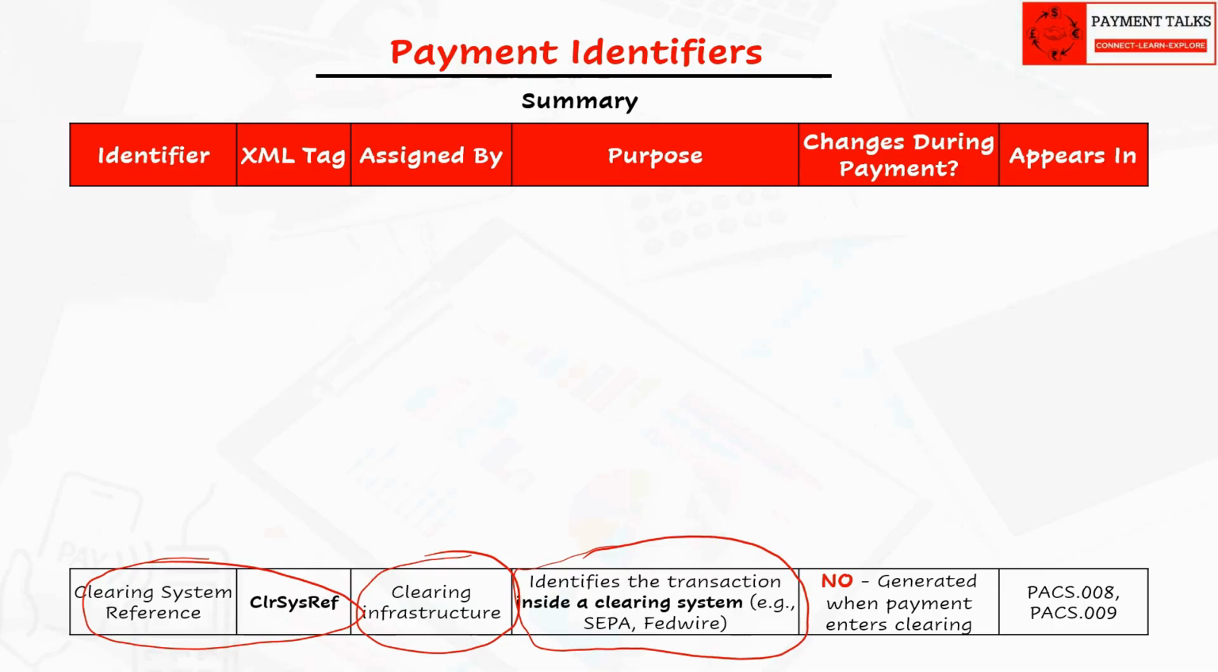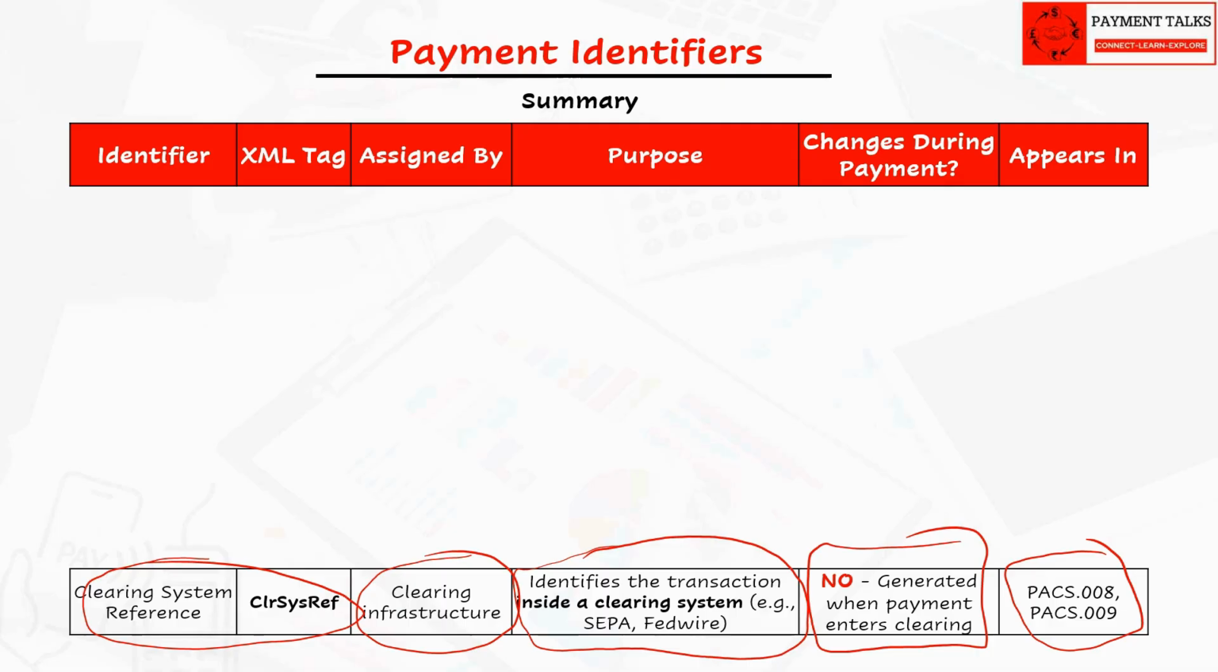Where it appears: in the transaction level blocks of PACS.008 and PACS.009 only. It is absent in PAIN.001, and in pure cross-border flows where no clearing system is involved, it is absent. What it covers: one transaction within the scope of a specific clearing and settlement system. Key rule is the clearing system reference is generated once at the point the payment enters the clearing system and does not change thereafter. The clearing system communicates this reference to all participating banks.